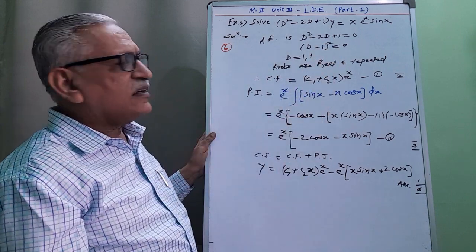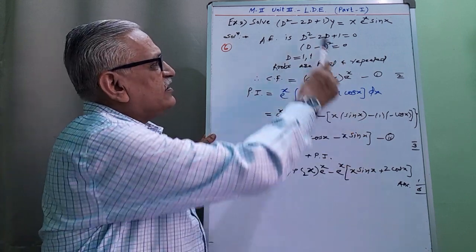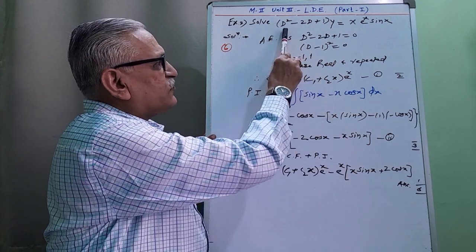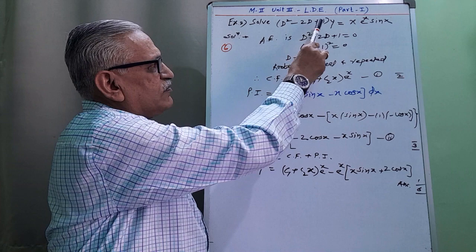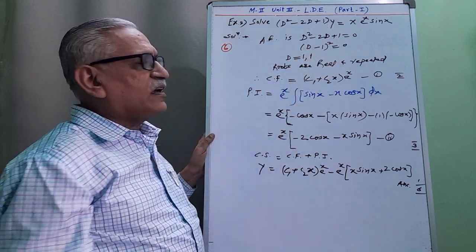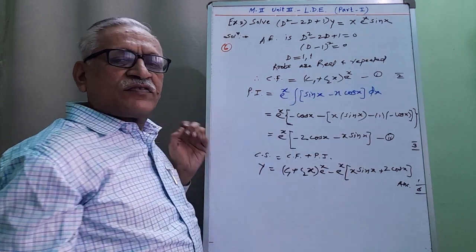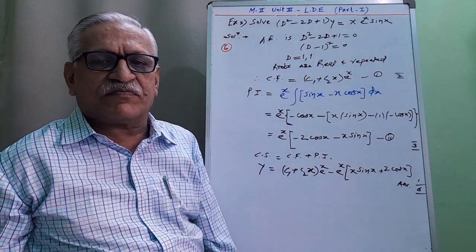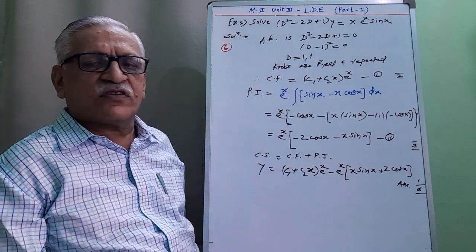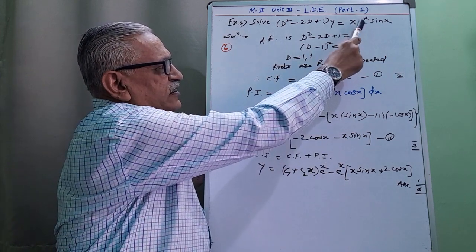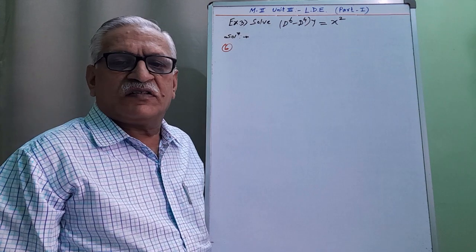And then exactly on the same line, try to solve the next example by yourself. D square minus 2D plus 1 into y is equal to x e raised to x into cos x. Another example, therefore do it yourself. The right hand side term is x e raised to x into cos x.